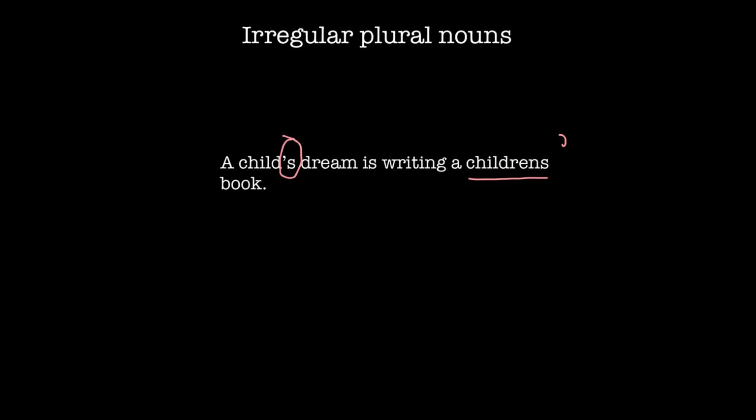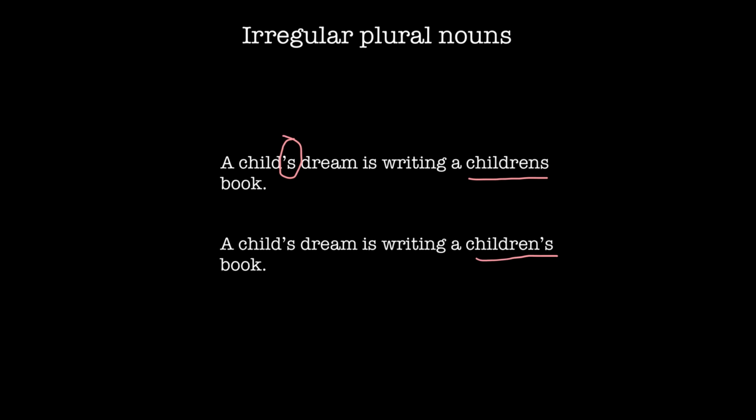be plural, and that's how you make most plural nouns possessive, right? If it has an S, you add the apostrophe at the end. But that's not what you're going to want to do. Instead, to make children possessive, you simply add the apostrophe S the same way you did for child, because children is already plural.